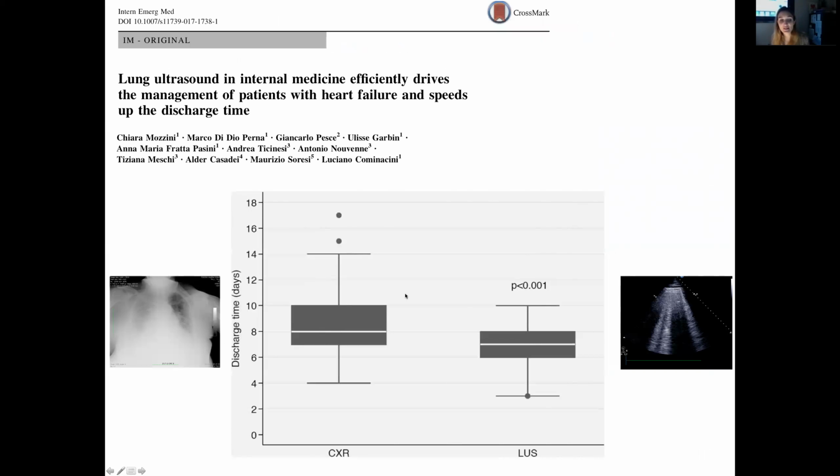So, for example, in this paper, they compared the discharge time, so how many days patients were hospitalized, comparing two branches, one who was monitored and followed up in the standard way, so by chest X-ray, and the other one who was followed up by lung ultrasound. And you may see that the patients with acute heart failure who were followed up during hospitalization by lung ultrasound had a significantly lower number of days of hospitalization, so a smaller discharge time. And this is relevant also in economic terms.